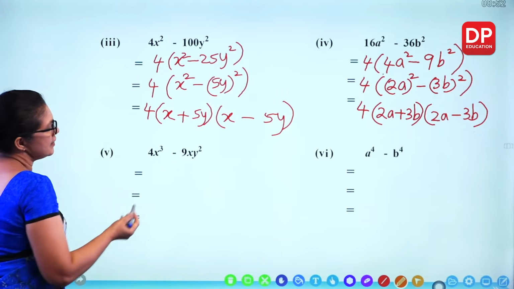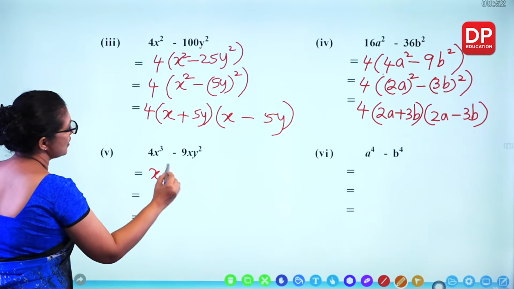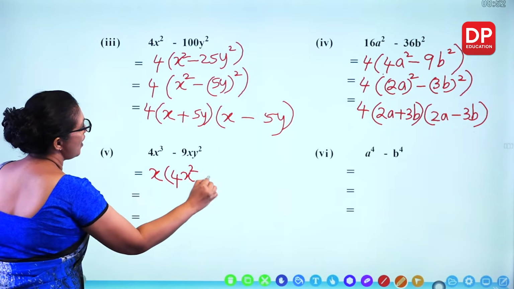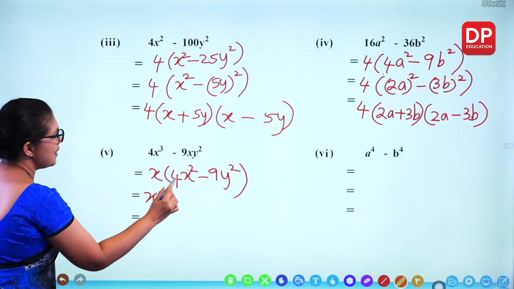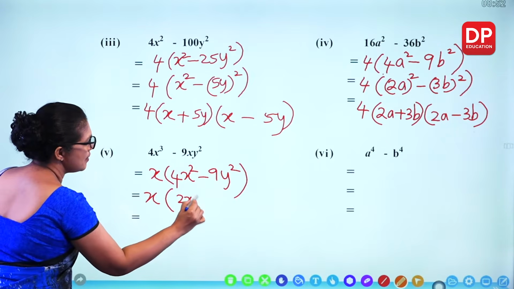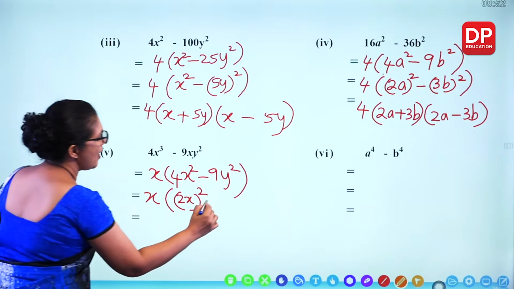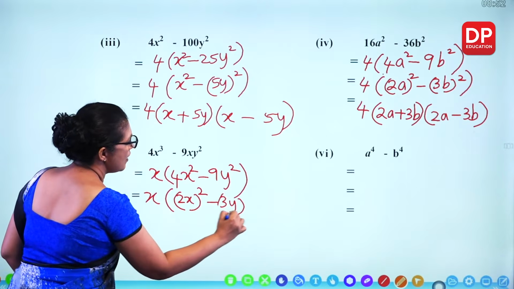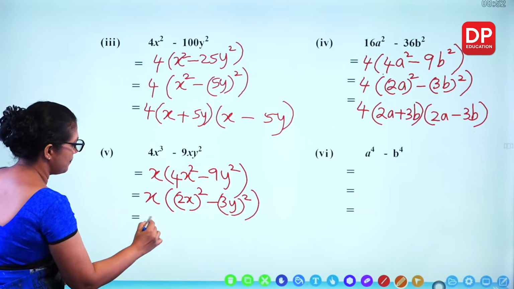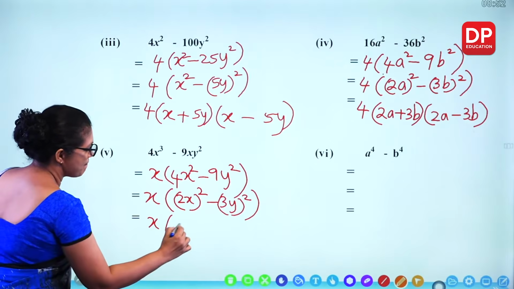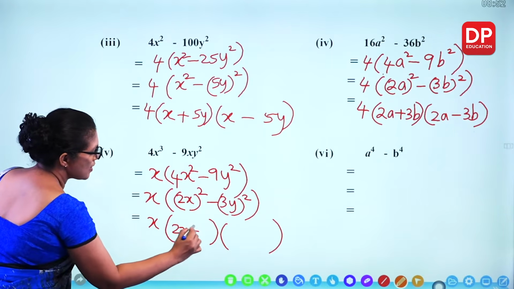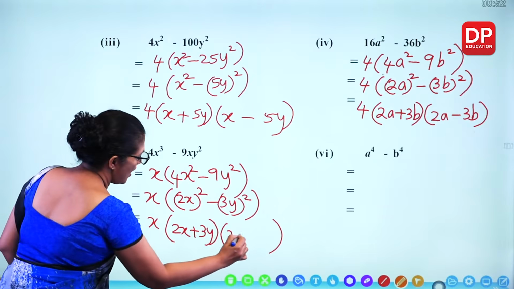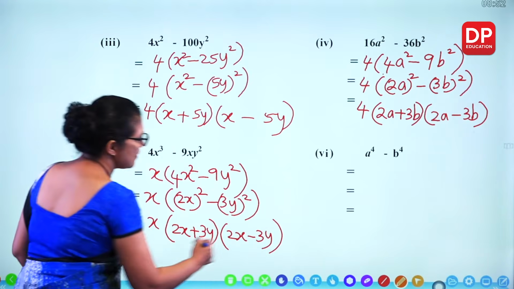This one, x is common. Take it out. 4x squared minus 9y squared. And then write as a square term 2x whole thing squared and 3y whole thing squared. Then apply difference between two square terms, 2x plus 3y and 2x minus 3y.